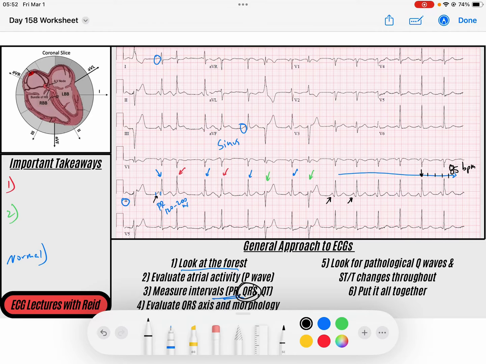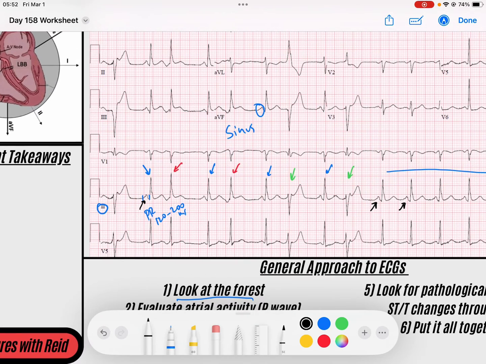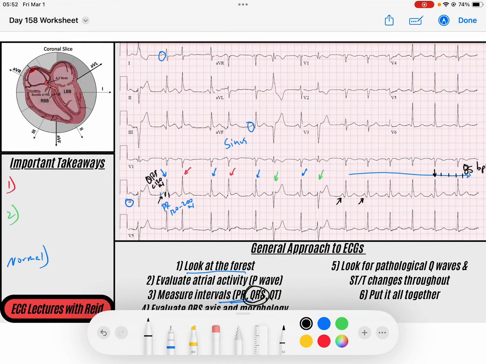QRS complex, let's look at our normal QRS complex. It's narrow, right? If I look at the width, it's narrow. My QRS is less than 120 milliseconds. My QRS is isoelectric in lead 1, but it's upright in AVF, and so that tells me that it's going kind of straight down. So we call it the normal axis. We've got a normal QRS axis. If you wanted to do the math, that's positive 90 degrees, straight down towards AVF.